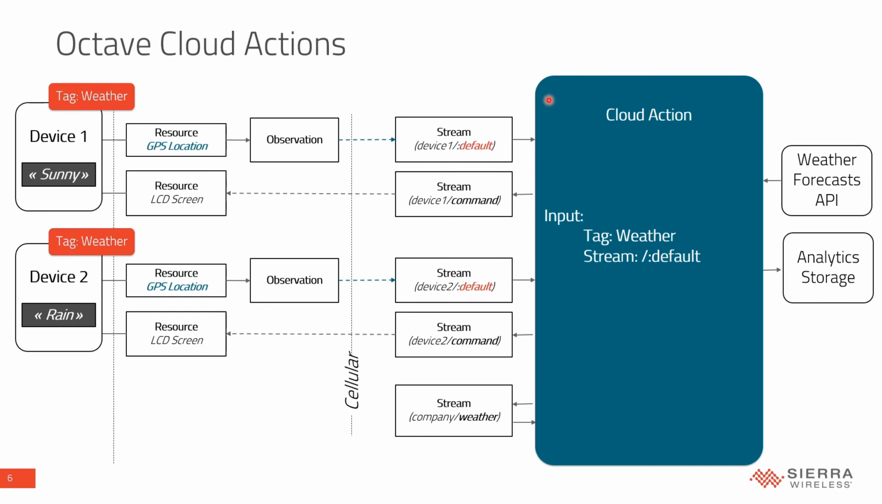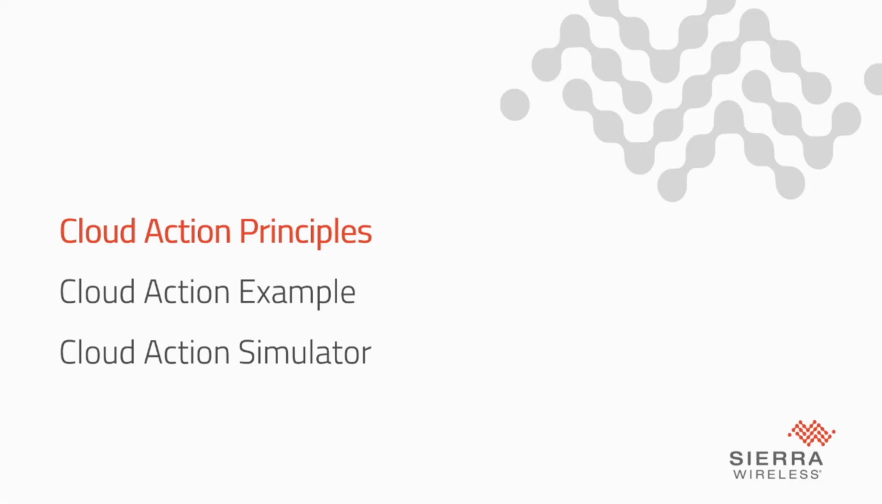So any device with that weather tag and reporting location in its default stream will be processed by the cloud action. The steps in the cloud action code will be exactly the same as what we have seen before, except that everything about the device ID will be handled dynamically: picking up the device ID, storing the latest weather sent to the device per device ID, and then, if needed, sending a command back to the appropriate device. With that, we have seen cloud action principles, and in the next step, we will have a look at the cloud action code and how all this is configured.